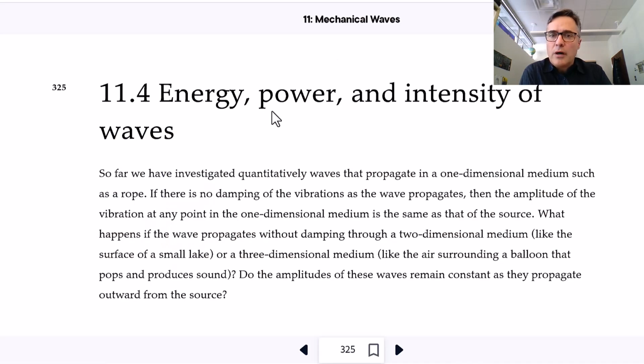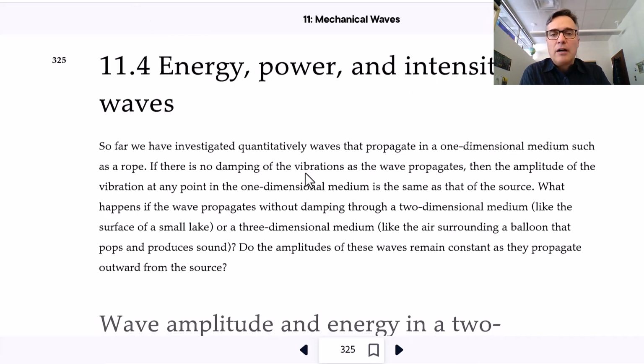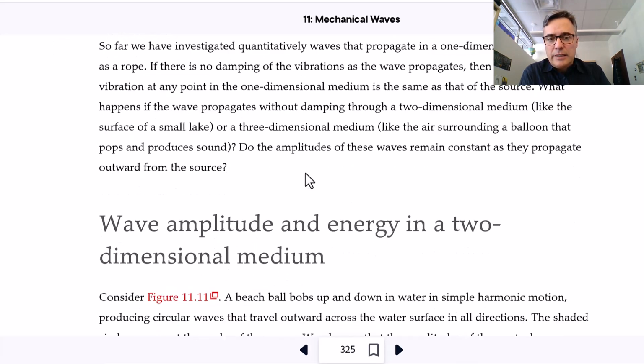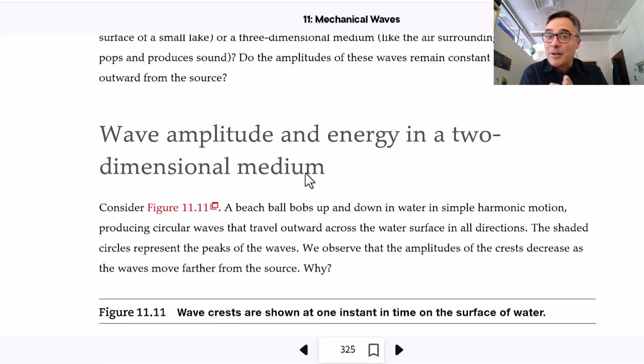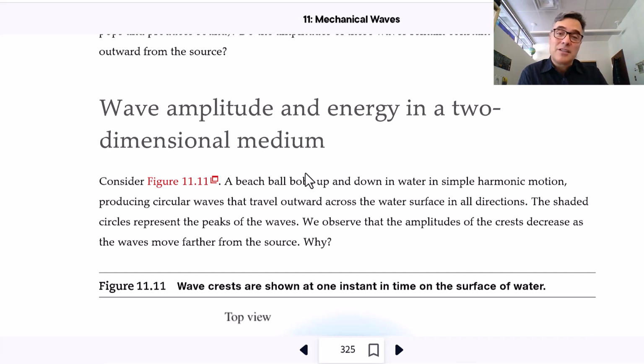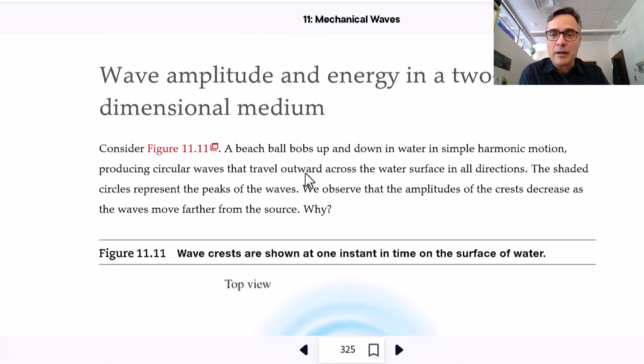We're continuing on in chapter 11 here. Section 11.4 is called Energy, Power, and Intensity of Waves. It is a little brief, and there are a few things about the energy and intensity of waves that are going to come up in subsequent sections. So I'm going to jump around this chapter 11 a little bit.